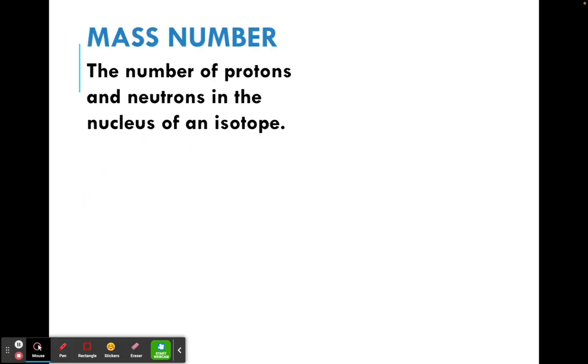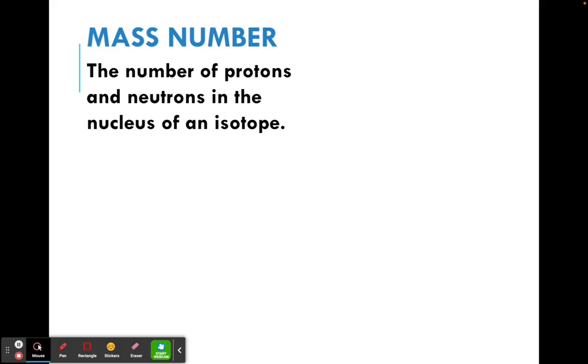Okay, mass number. We talked about mass number in the table. We said that electrons have 0 mass number, and that protons and neutrons have a mass number of 1. The mass number is the number of protons and neutrons in the nucleus of an isotope.